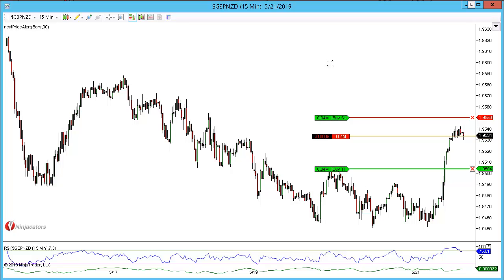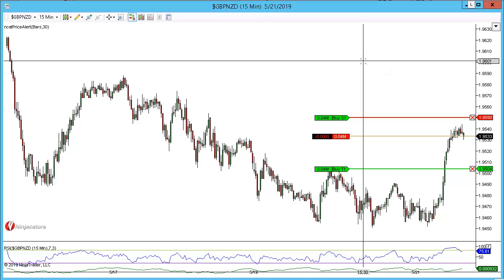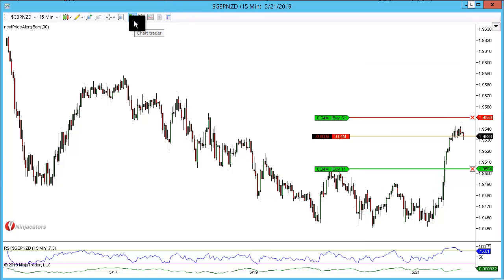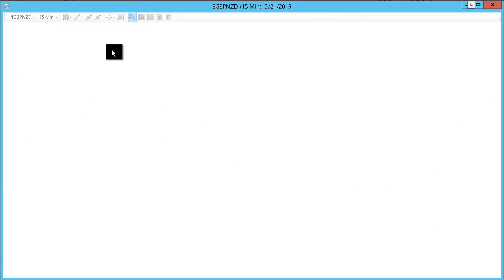This is the pound New Zealand, currently on the 15, and on the lower time frame we have a rising channel which I've used to get involved with a bit of a counter trend move here back down into structure. So let's remove the orders, do the higher time frame analysis as usual.